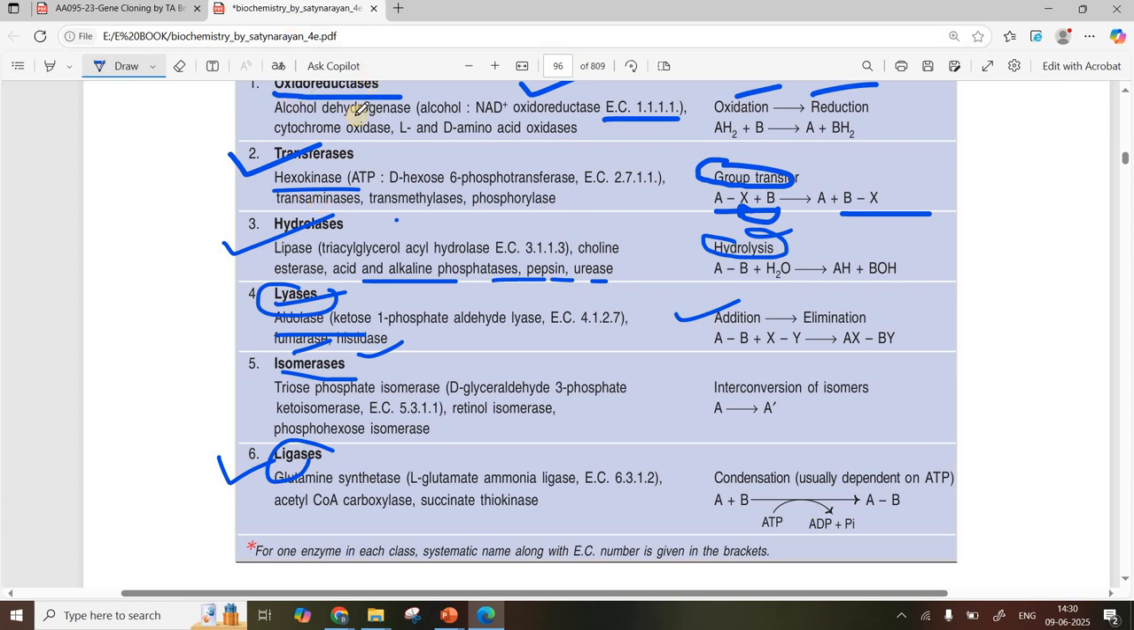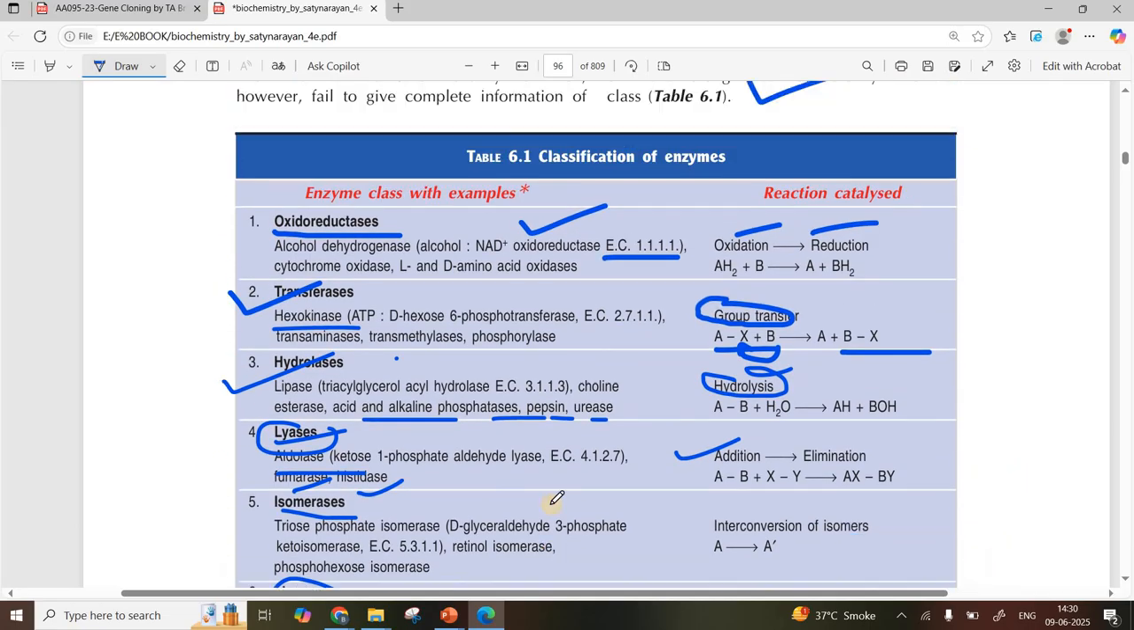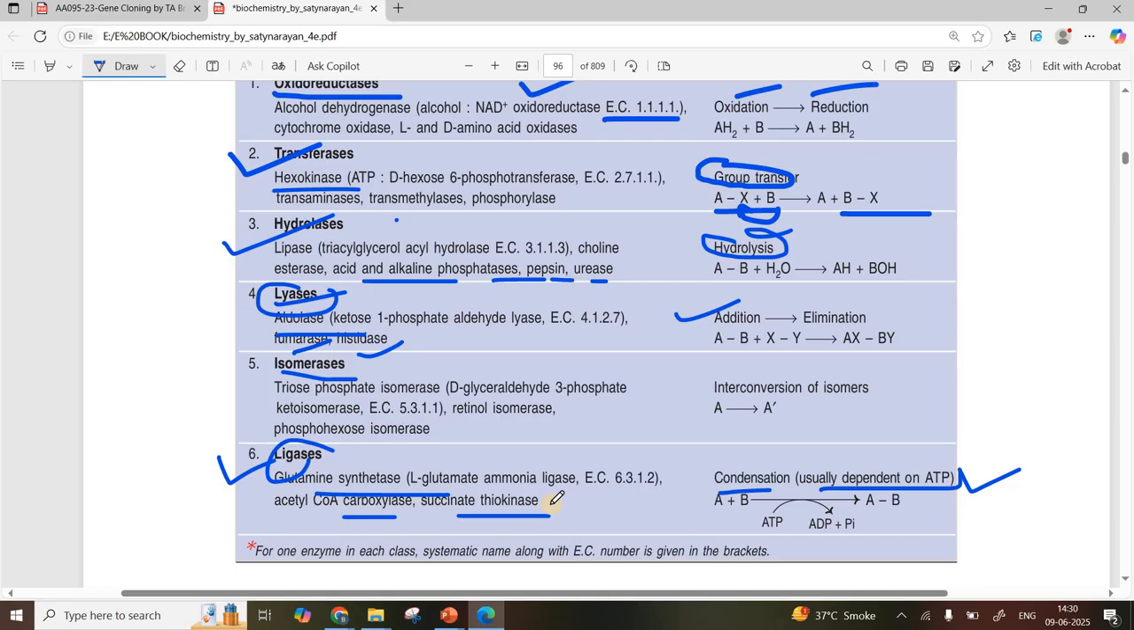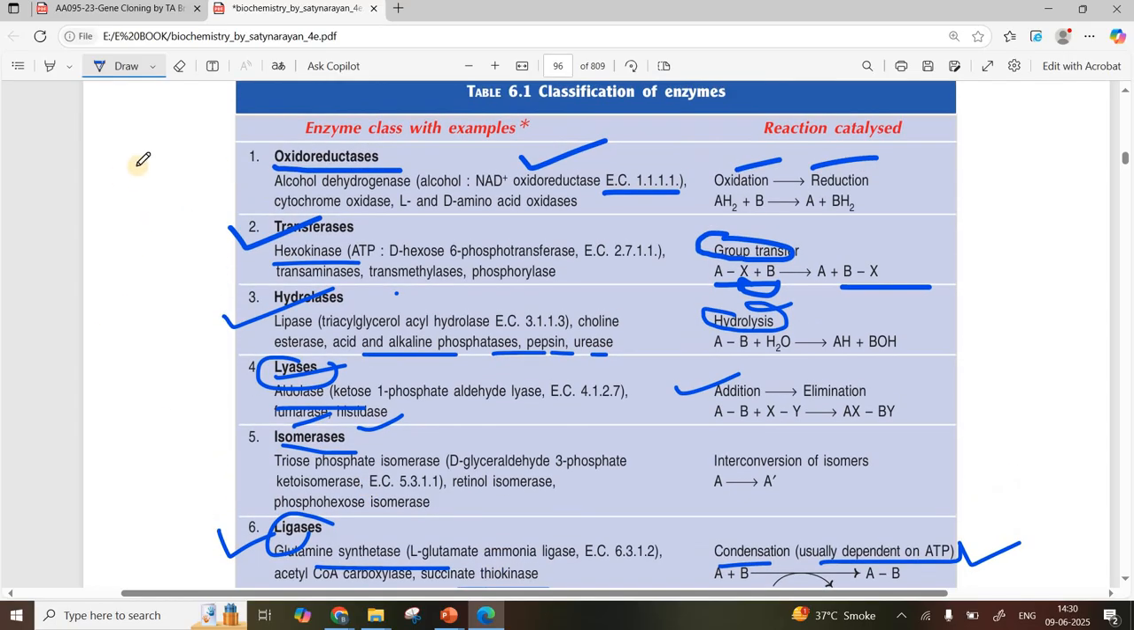Then you have the category of ligases. Condensation means to join. These are usually dependent on ATP. Glutamine synthetase and acetyl CoA carboxylase are examples of ligases.